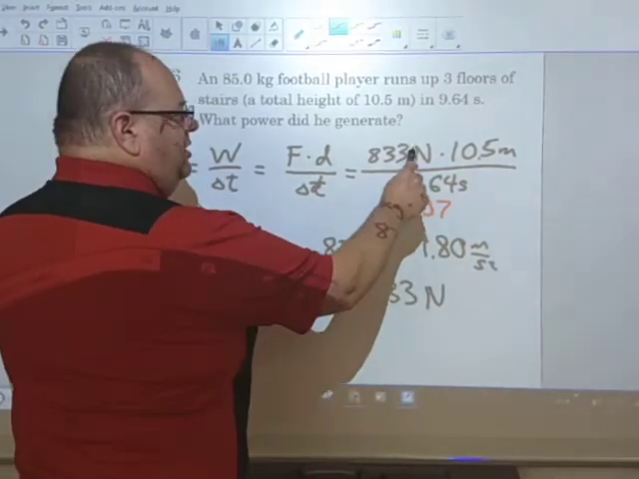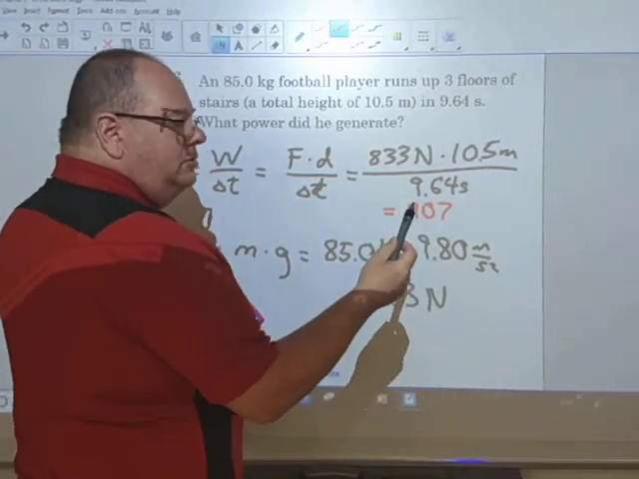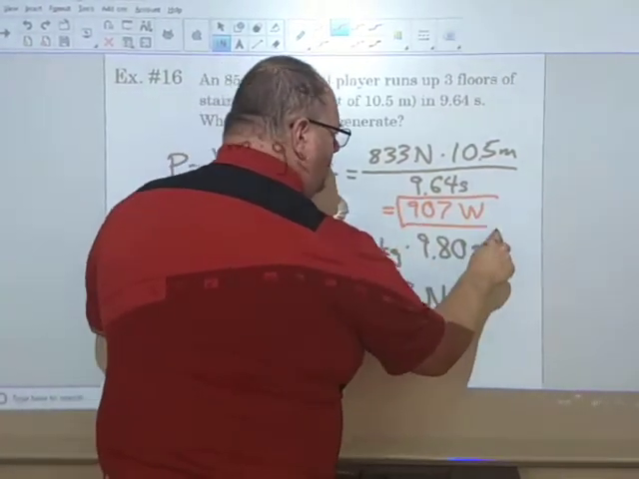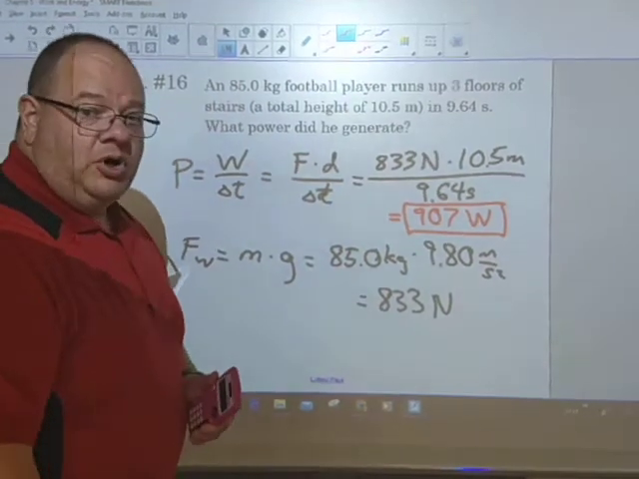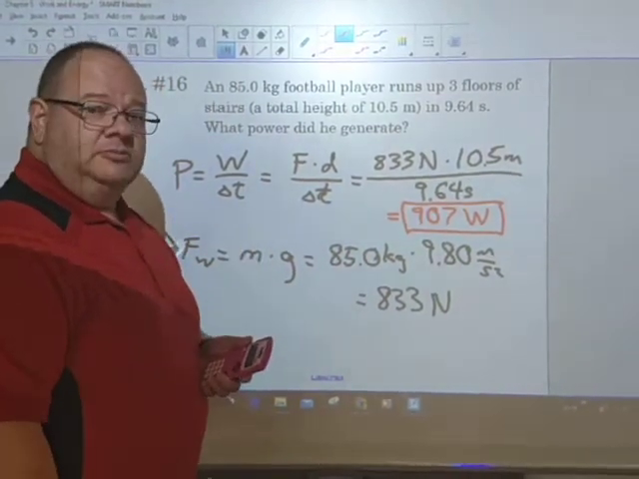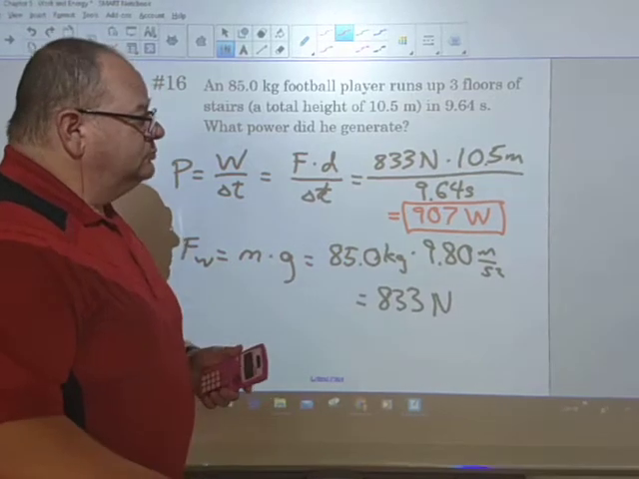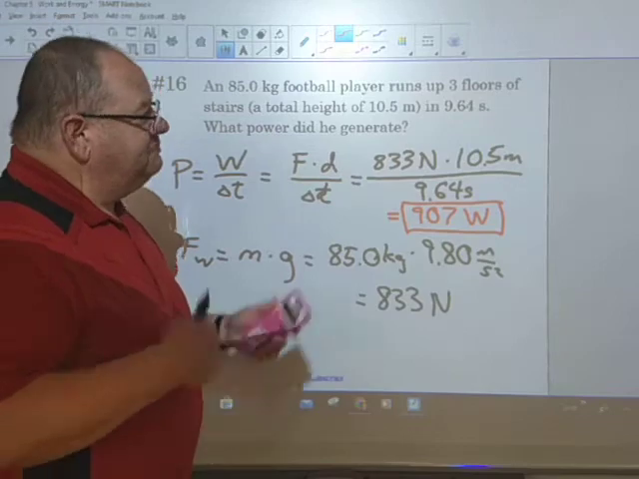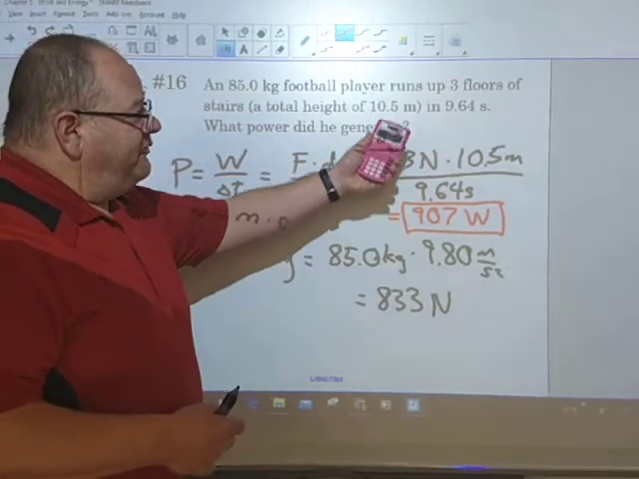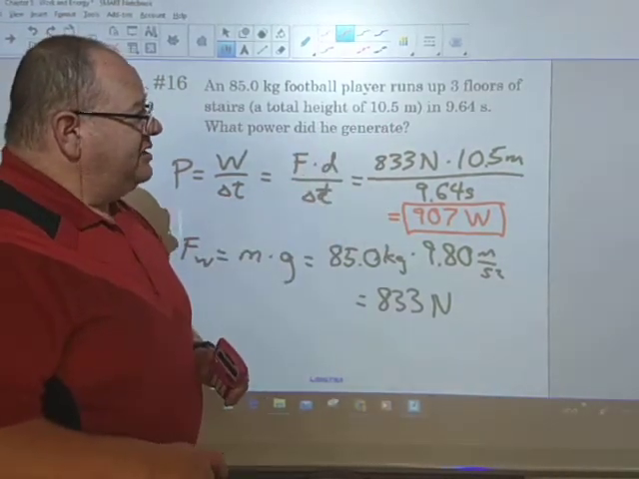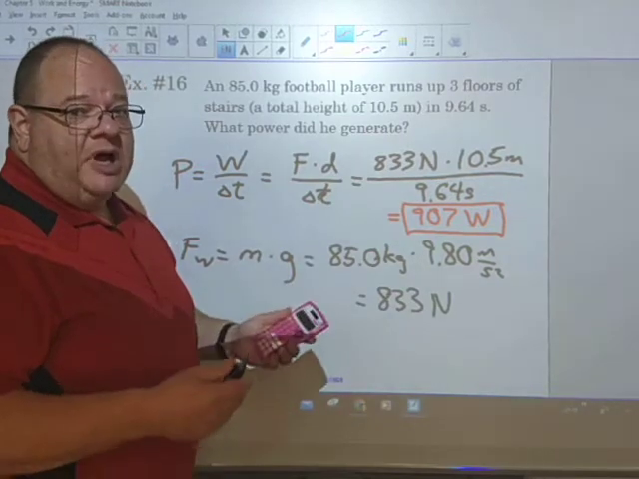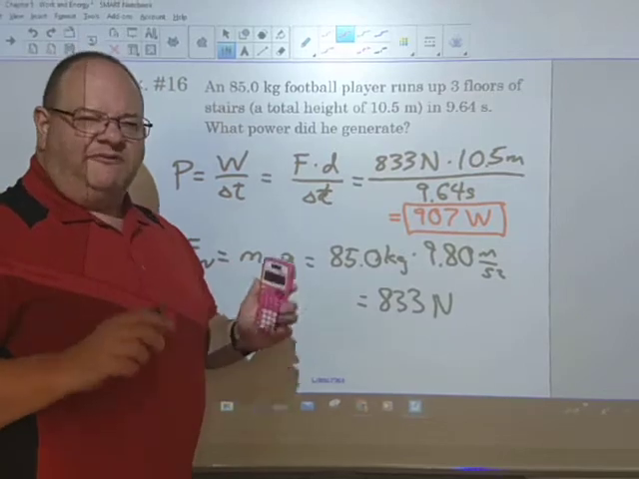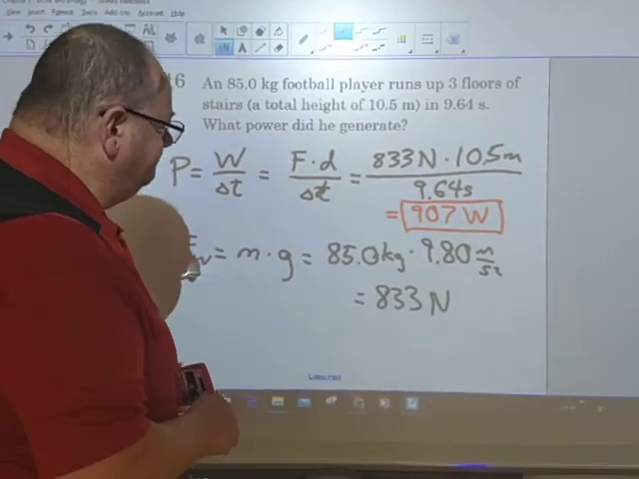907. A newton meter is a joule. A joule per second is a watt. Our football player did more than a horsepower running up these steps. The challenge that we used to do was a much shorter flight of steps. Whether or not our football player could maintain that kind of speed up 3 floors, I'm not sure. But I think some of them certainly can. I feel quite confident that some can.